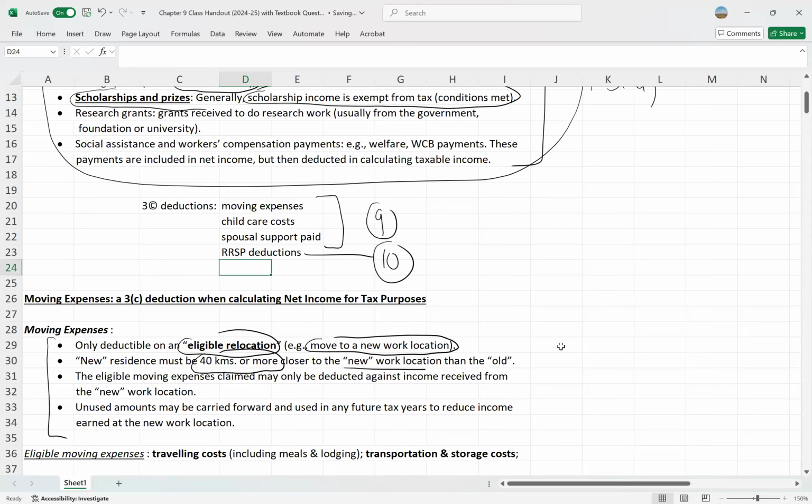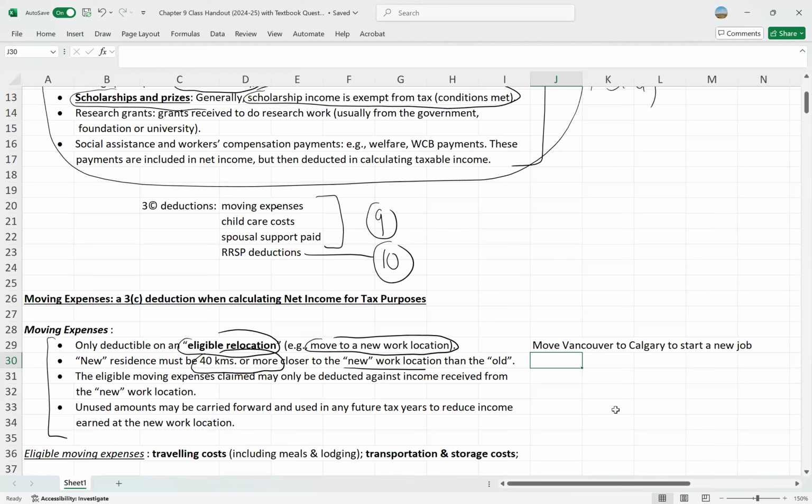So let's say you're moving from Vancouver to Calgary. That would qualify because your new home in Calgary brings you more than 40 kilometers closer to your new work location. So once again, local moves, let's say from North Vancouver to Burnaby to start a new job in Burnaby, would not qualify. But longer moves like from Vancouver to Calgary, or even Vancouver to, let's say, Chilliwack, that would be bringing you 40 kilometers closer to your new job in Chilliwack. That would qualify as well.